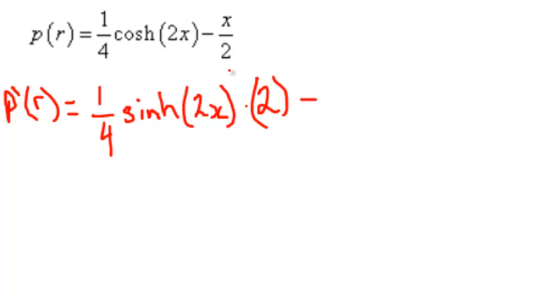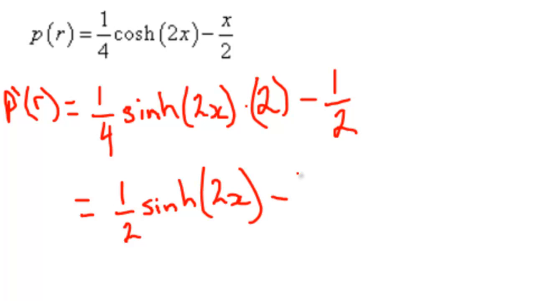Minus the derivative of x over 2, well really that's just x multiplied by a half, so the derivative is just a half. And simplifying, 2 times a quarter is a half, so we get a half hyperbolic sine of 2x minus a half.